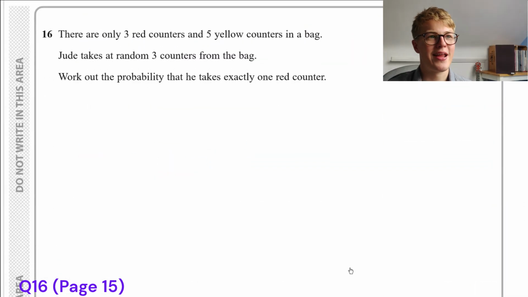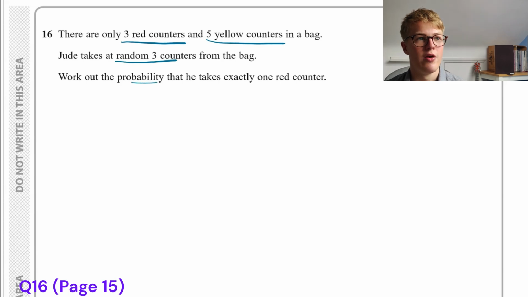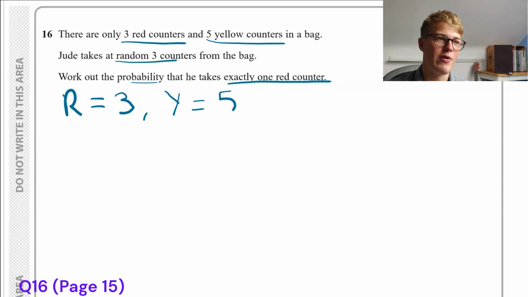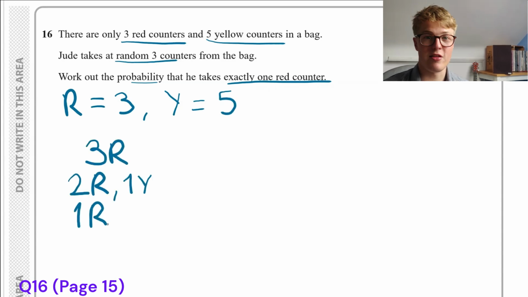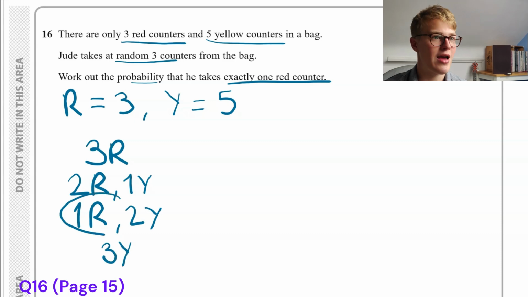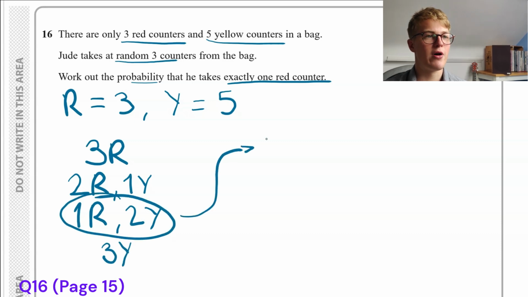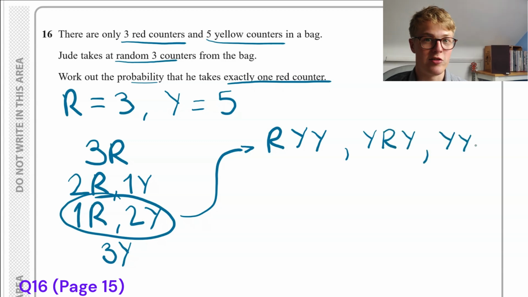There are only 3 red counters and 5 yellow counters in a bag. Jude takes at random 3 counters from the bag. Work out the probability that he takes exactly 1 red counter. So we know there's 3 red counters and 5 yellow counters, so therefore the different variations of taking 3 counters from the bag are 3 reds, 2 reds and 1 yellow, 1 red and 2 yellows, and 3 yellows. So we need to find out the probability that he takes exactly 1 red counter, so we need to look at 1 red and 2 yellows.